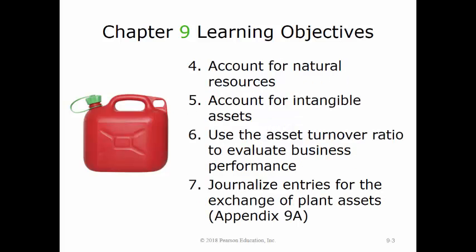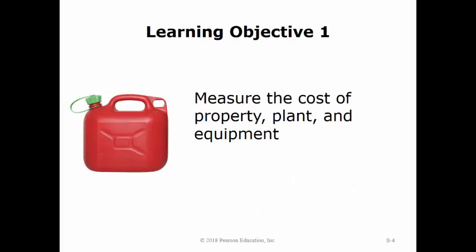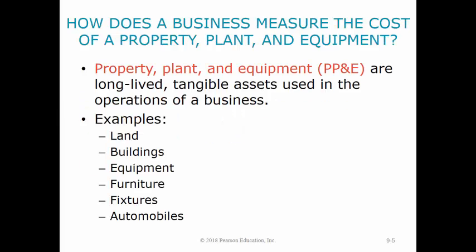The last four learning objectives are to account for natural resources and intangible assets, to use the asset turnover ratio to evaluate business performance, and to journalize entries for the exchange of plant assets. In the first section, we will learn how to measure the cost of property, plant, and equipment.